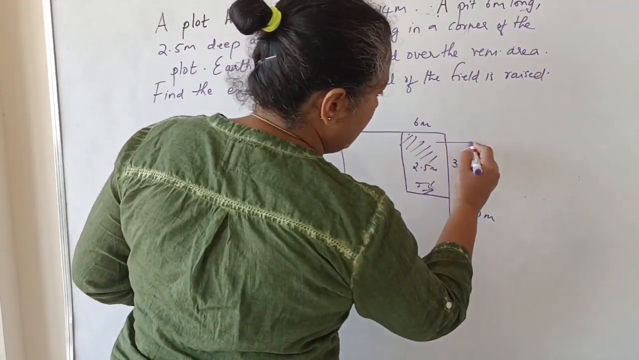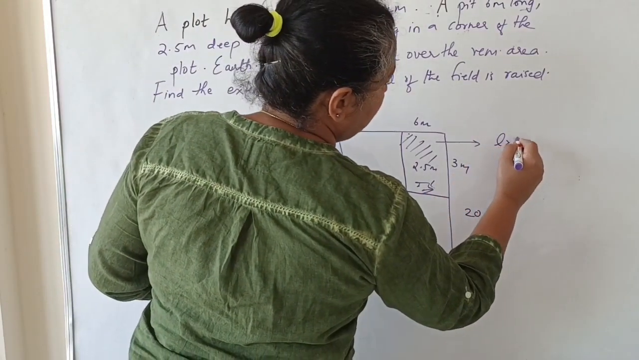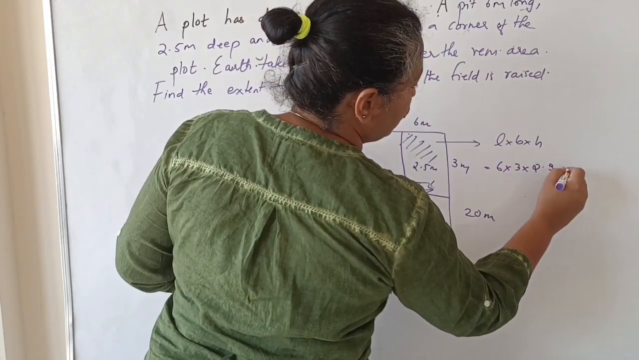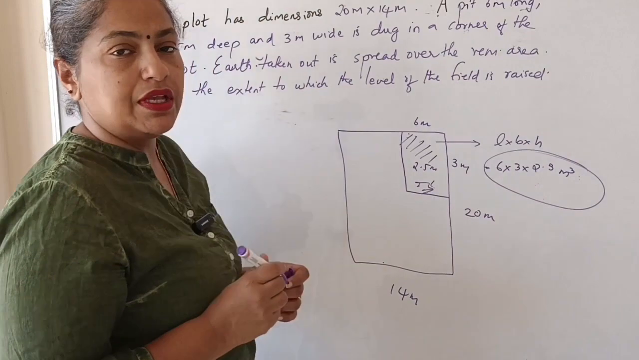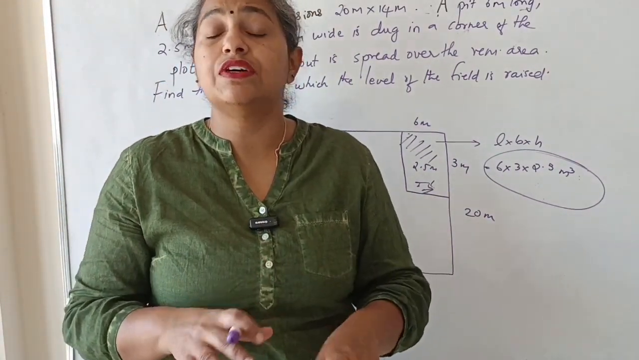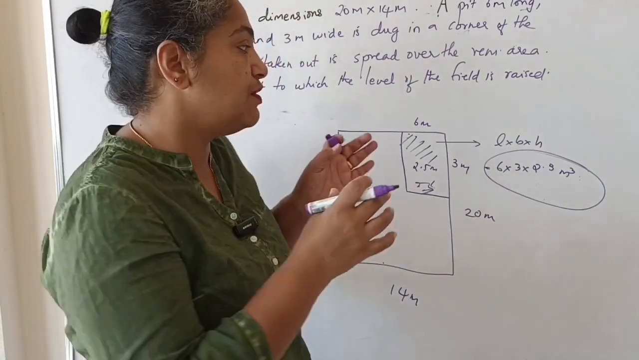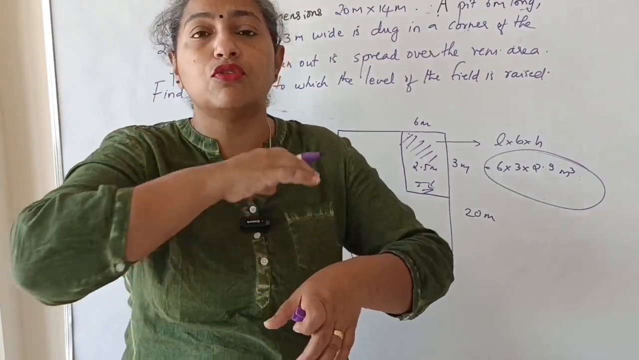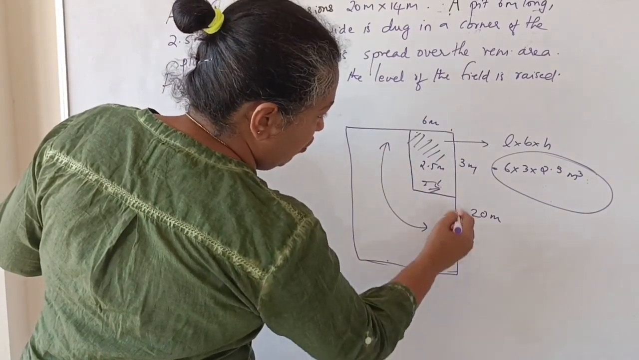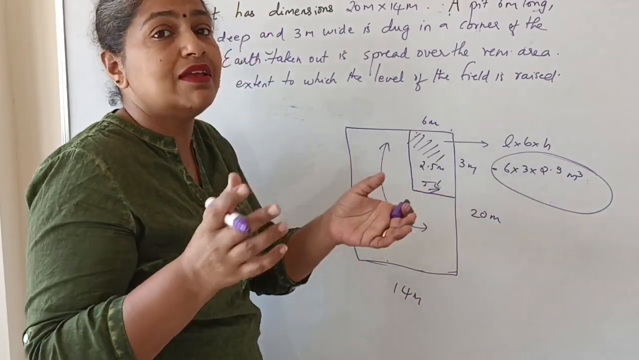Now, the volume of the earth taken out from this pit is very easy to find because all three measurements are given to us. L into B into H, 6 into 3 into 2.5, so much meter cube. Now, the earth that is taken out is spread over the remaining part of the field. When I say the remaining part of the field, the problem is that the field already has a pit there. So, in order to find this remaining area, we need to subtract the area of the pit from the area of the field.